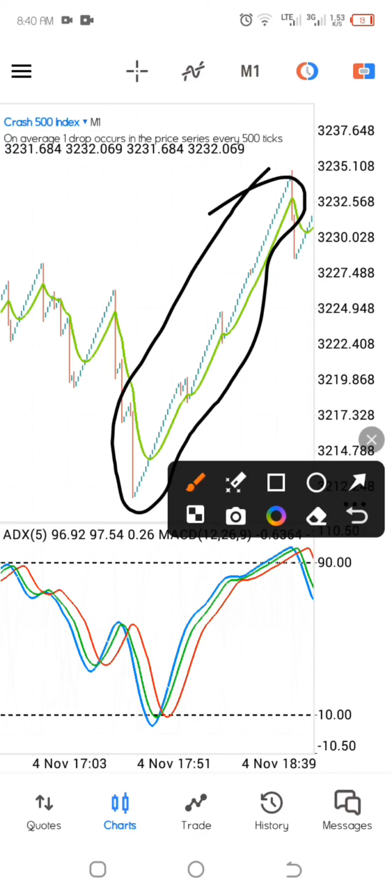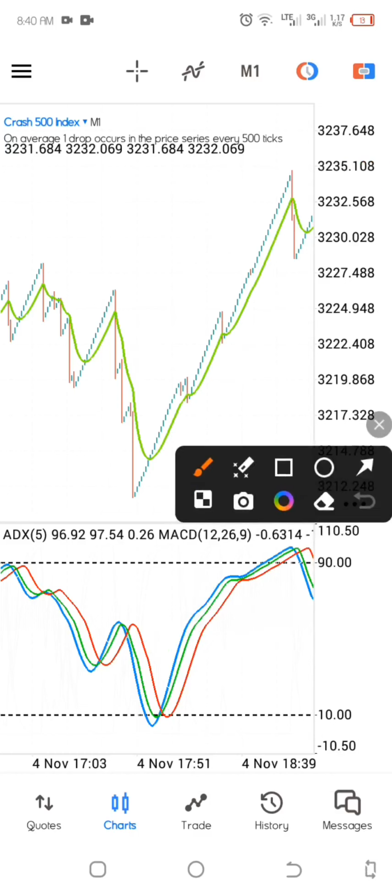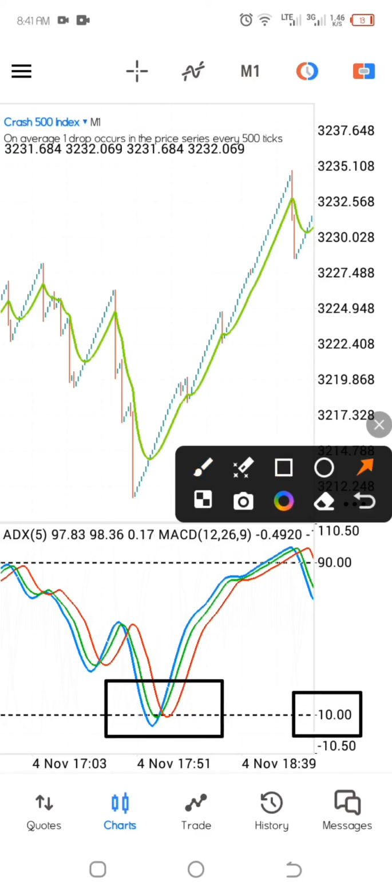Okay, so we're talking about the Crash 500. Now the first thing you want to do is see where the line is at the 10 levels of the ADX. We are mainly focusing on this blue line right here. The blue line is the one that's going to give us the confirmation that we need before taking any trades.